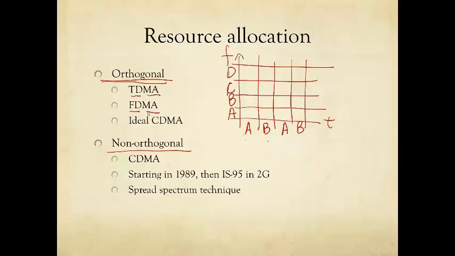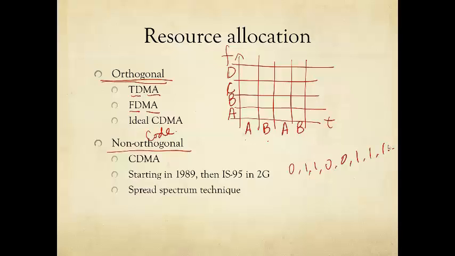There's actually another dimension of resource. It's called code. Now, we're not going into the details of signal processing or communication theory, but roughly speaking, you're going to send the digital information in bits, right? 0, 1, 1, 0, 0, 1, 1, 1, like that.